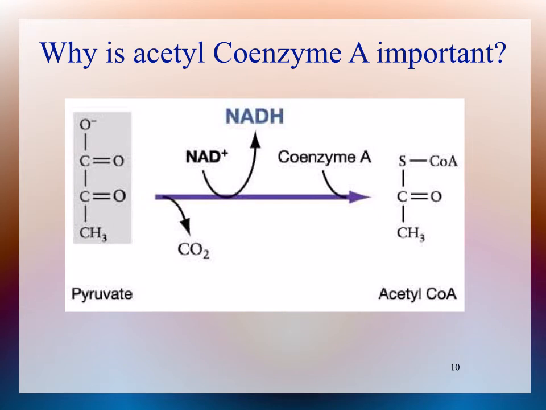So why is acetyl coenzyme A important? Coenzyme A is made up of vitamin B. It's got an organic base and a sugar. It carries the acetyl group from pyruvate into the Krebs cycle. The acetyl coenzyme A molecule is very important because most molecules that are used by living organisms for energy are made into acetyl coenzyme A first before they enter the Krebs cycle.